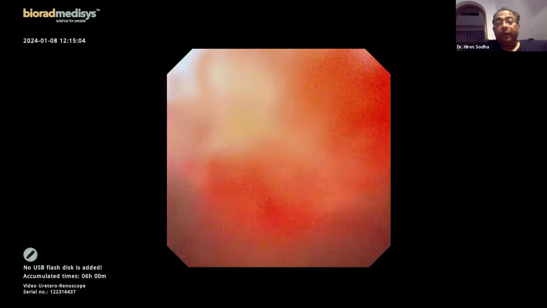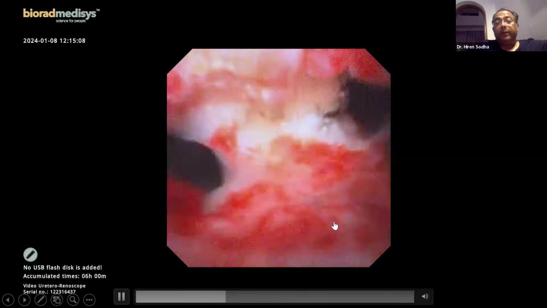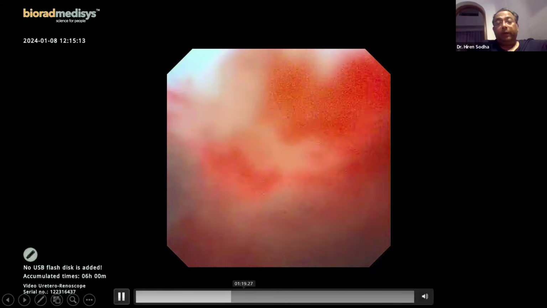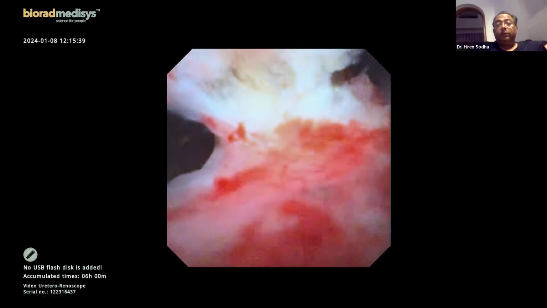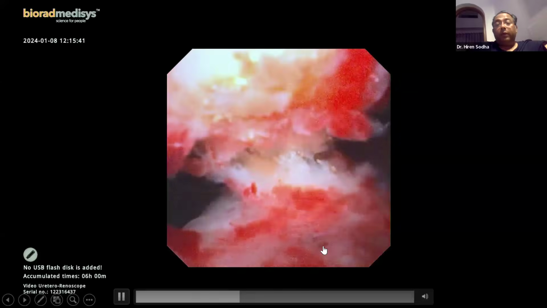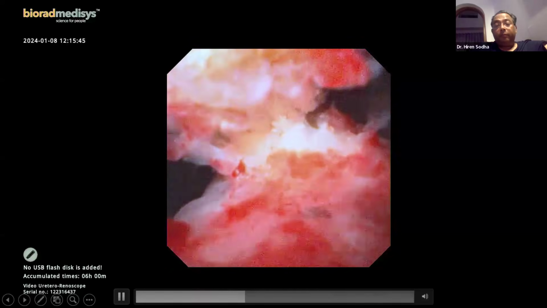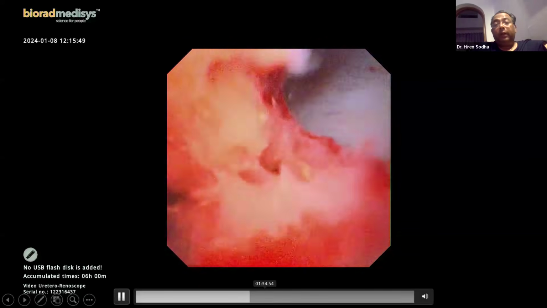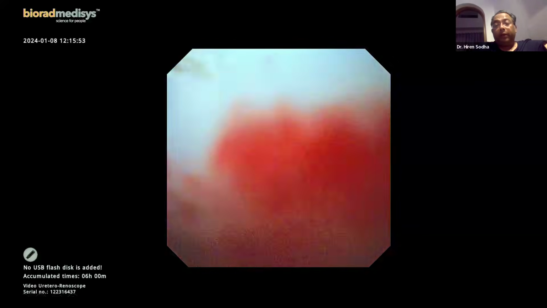It was a very, very difficult position to reach. Now there is that small opening there. After removing the stones, we're trying to reach that small opening, through which I have to put the laser fiber. It is so delicate that I'm thinking if I push a little more, this infundibulum is going to tear.